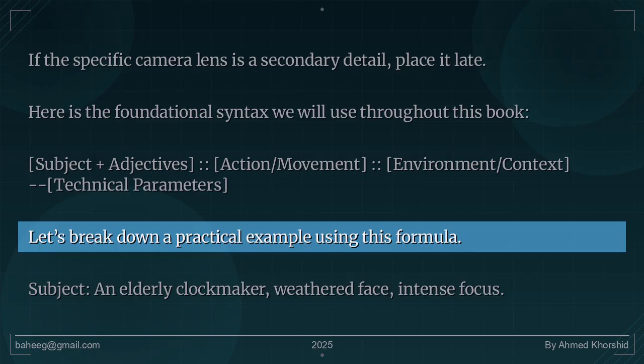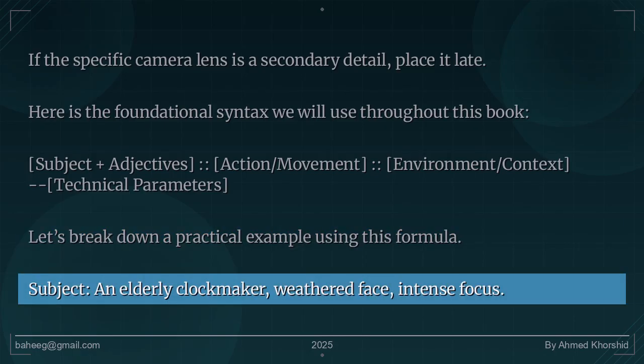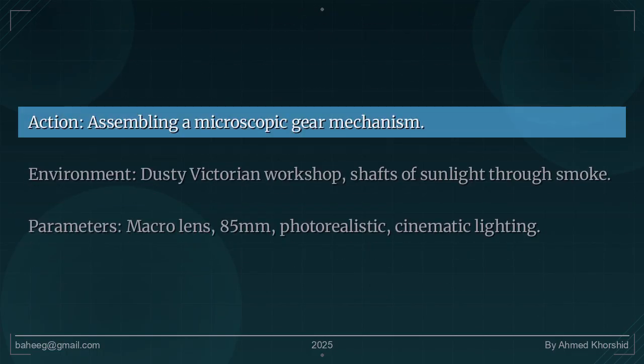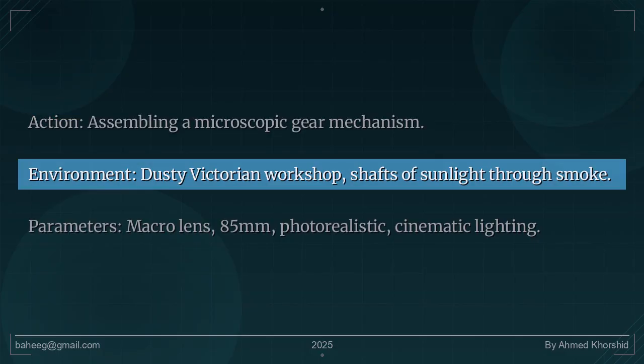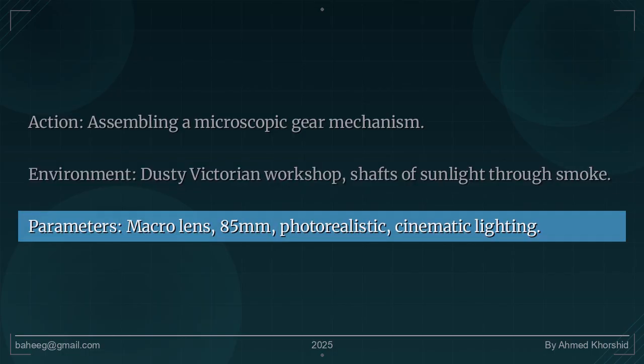Let's break down a practical example using this formula. Subject: an elderly clockmaker, weathered face, intense focus. Action: assembling a microscopic gear mechanism. Environment: dusty Victorian workshop, shafts of sunlight through smoke. Parameters: macro lens, 85mm, photorealistic, cinematic lighting.